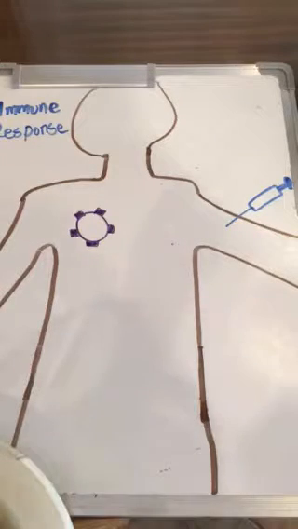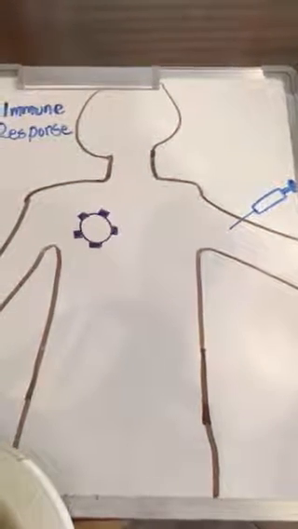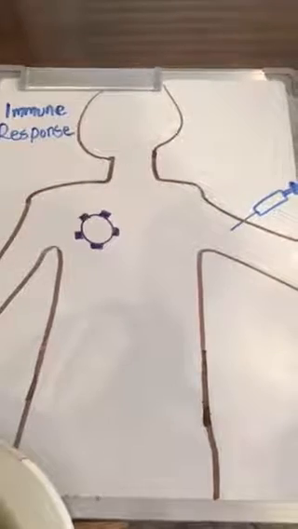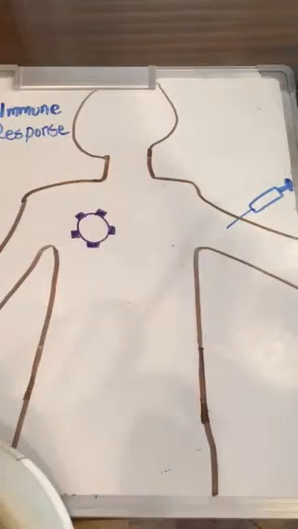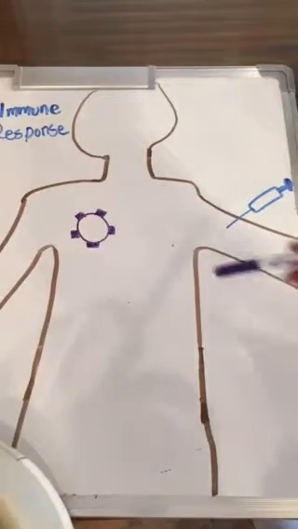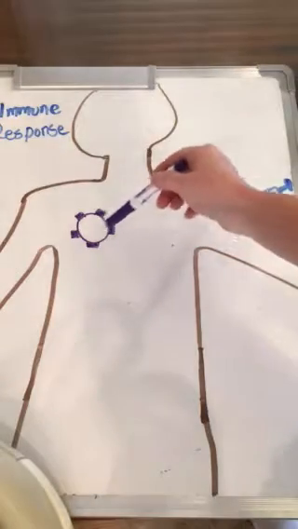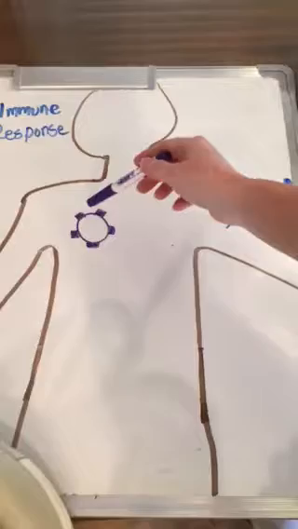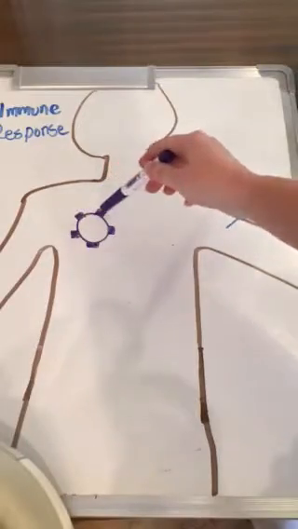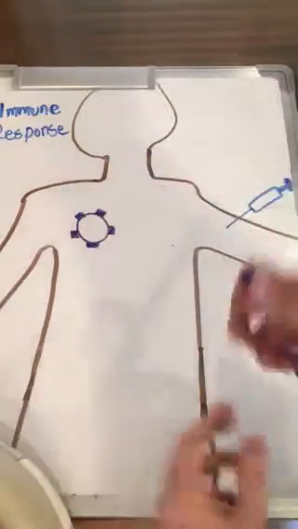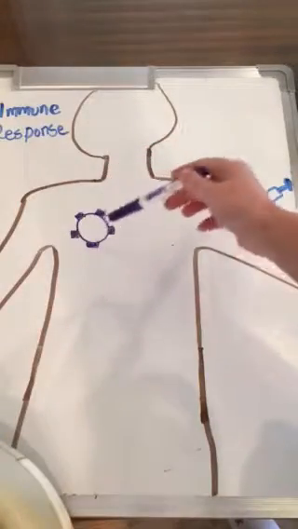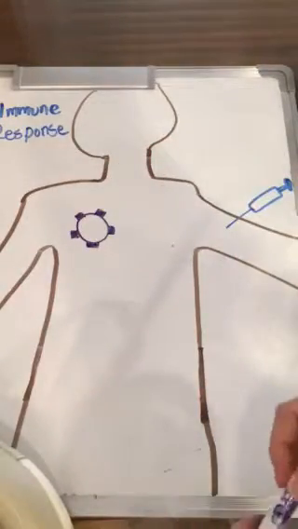Hi students, today I wanted to talk to you about immune response and how your body develops immunity to things that come into it. So if you have a foreign invader come into your body, on the outside of the cell membrane will have these markers that are like flags that announce this is who I am. And these markers are called antigens.